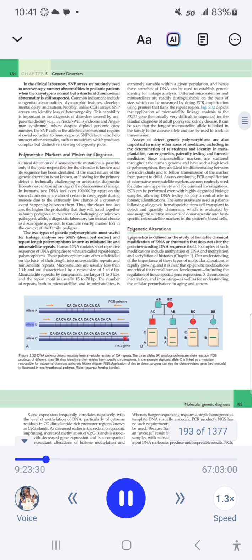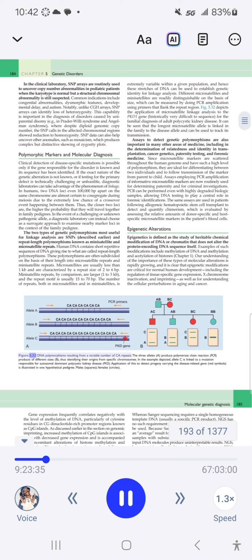Allele A, allele B, allele C. PCR primers, PKD gene, AB, AC, BC, BB.